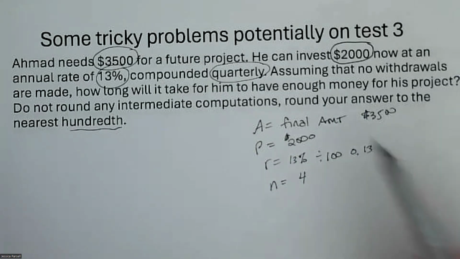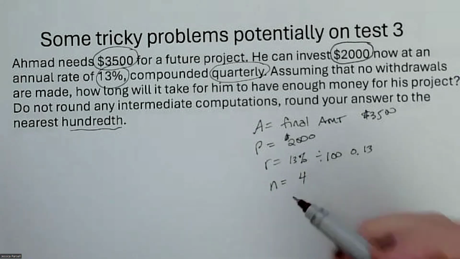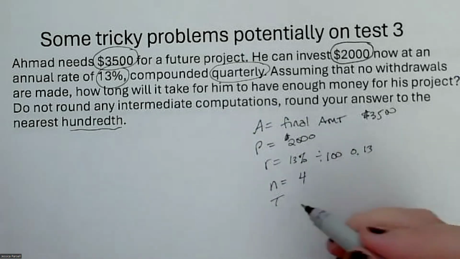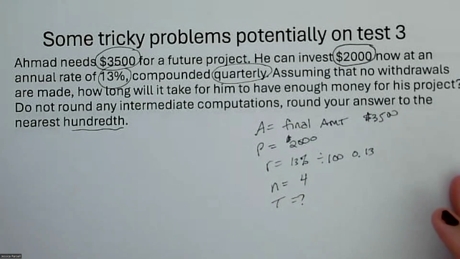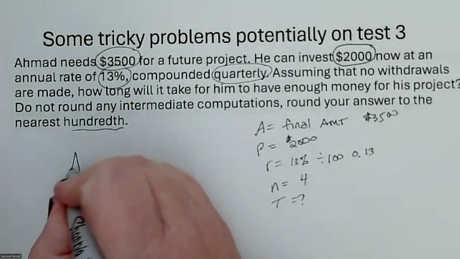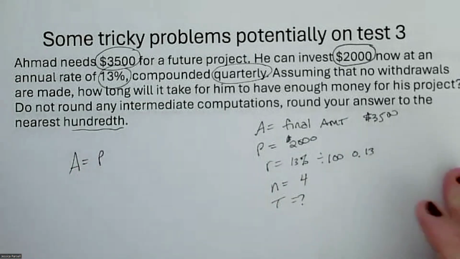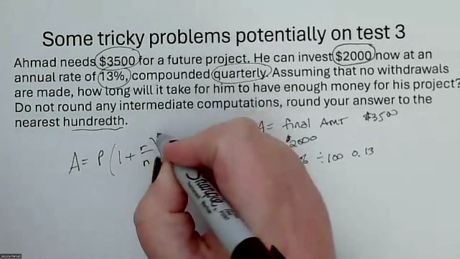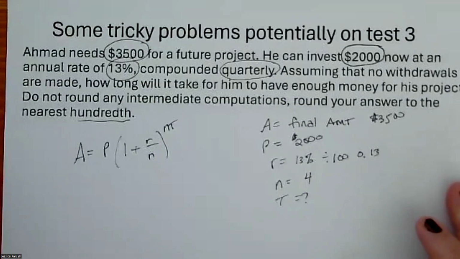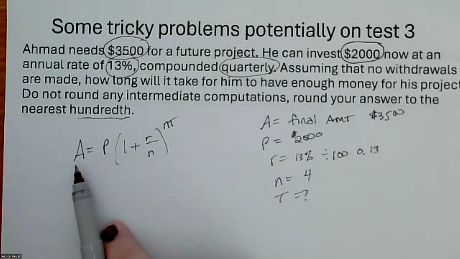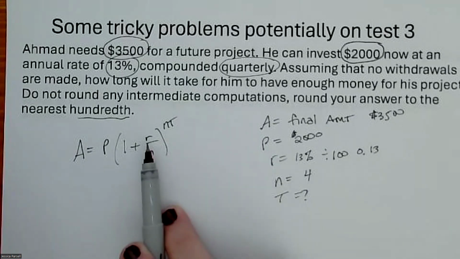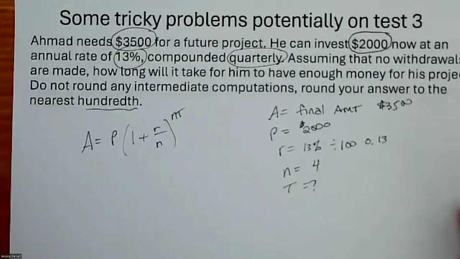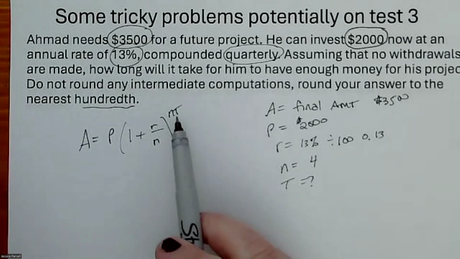So let's see if we got what we need. We've got our A, the P, the R, the N. Oh, time. That's what we're looking for. How long will it take for him to have enough money for his project? That's the question mark. Okay, let's go find our compound interest formula. So in the last video and during the last week, week 14, you were working with this compound interest formula, so you'll probably recognize this. We know the A, we know the P, we know the R, we know the N, but we're going to be looking for the T. And I know why this problem is tricky for people. It's because there's a lot involved to kind of dig down and find that T.